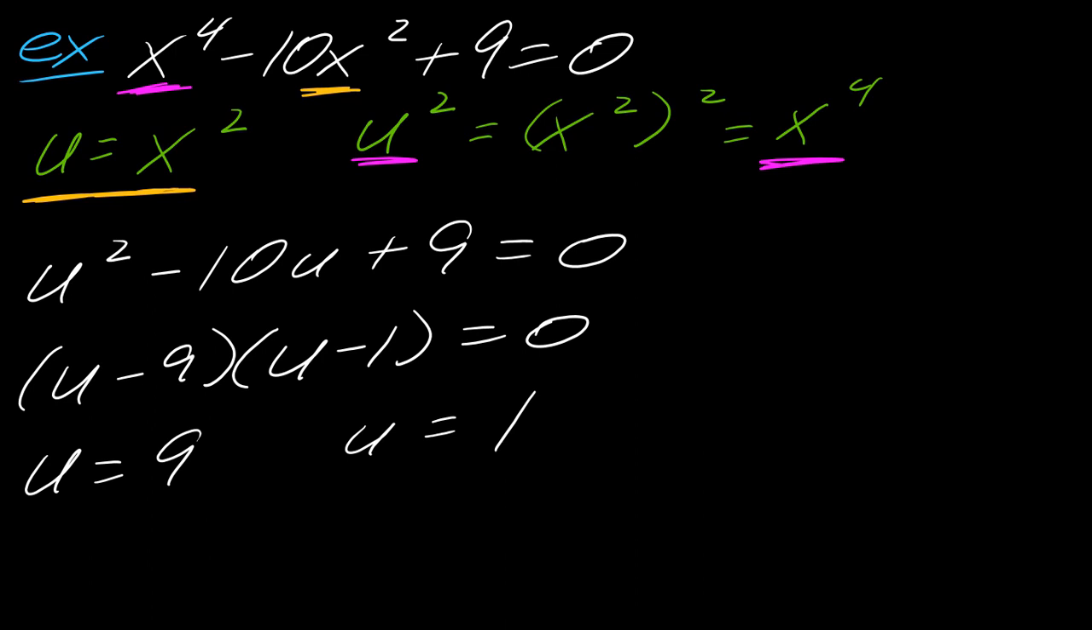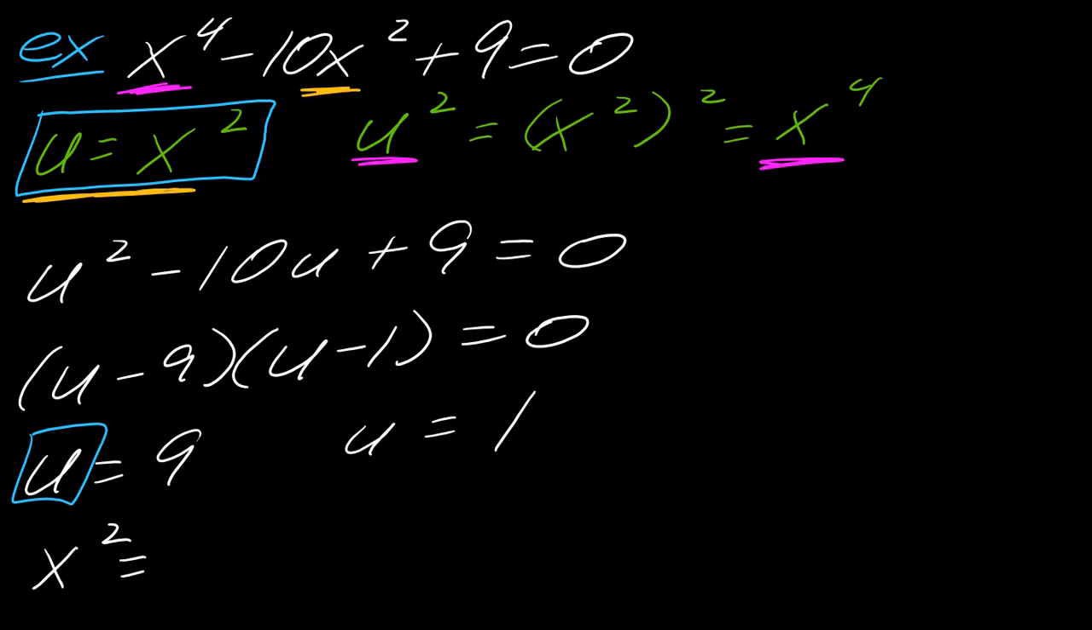And now it's like, well, what do we do now? Because we weren't solving for u, we were solving for x. So I want to make this nice and clear: this substitution, this u now needs to become an x squared. So I replace my u with x squared, and now you just have to put your thinking cap on for a moment and think about, how do I realistically solve this?